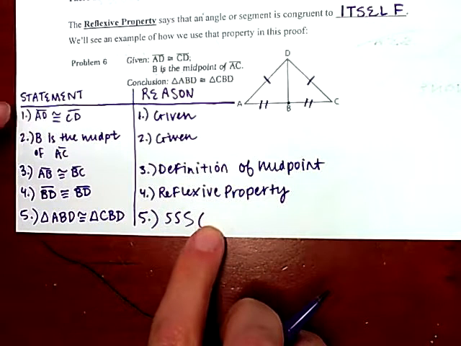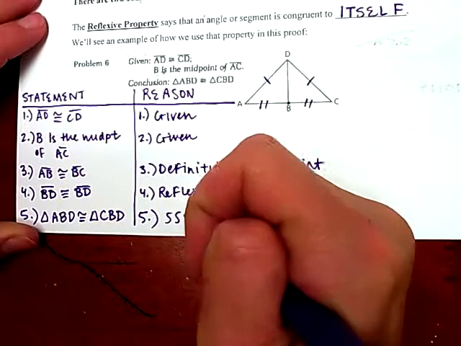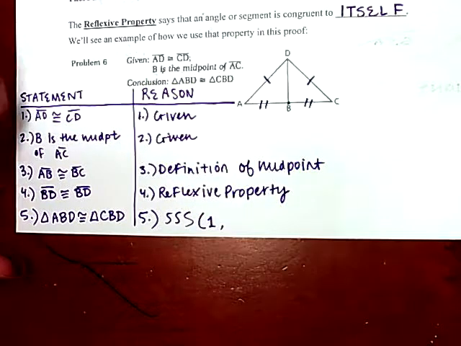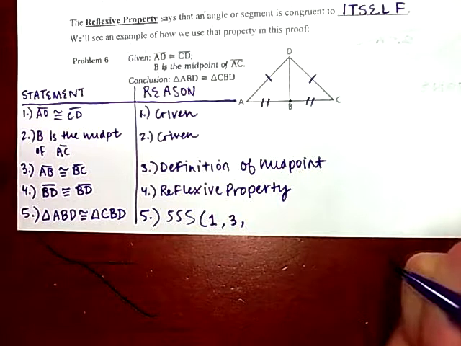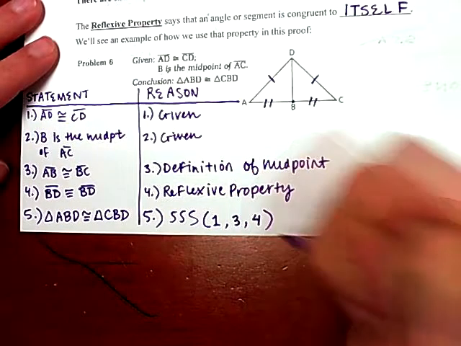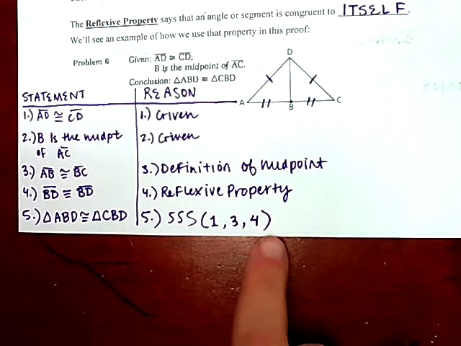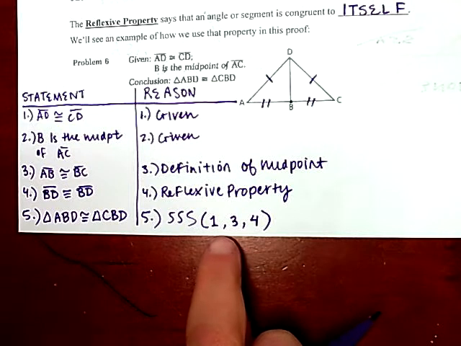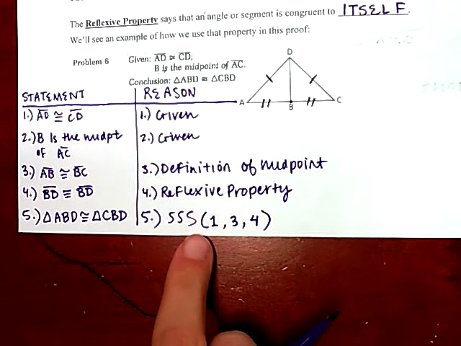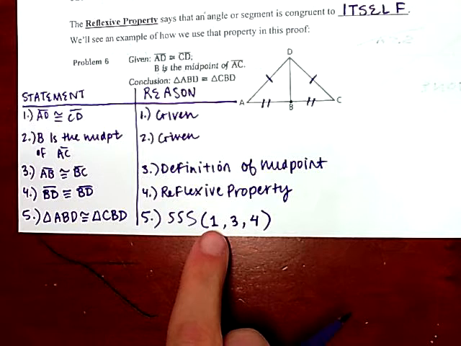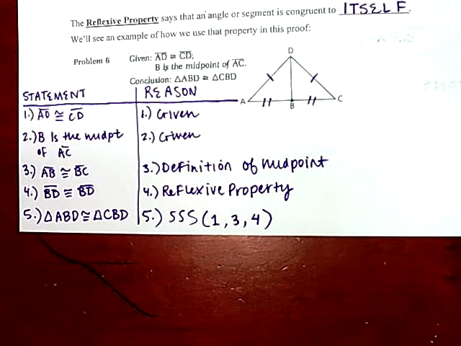I showed that one pair was congruent at step 1, so I'm going to write a little number 1. Then I showed another pair was congruent at step 3, so I'll write the number 3. And then my last set was step 4, so I'll write the number 4. This provides someone reading your proof with even more information about how you know it's side, side, side. I know it's side, side, side because step 1, step 3, and step 4 showed 3 pairs of congruent sides.